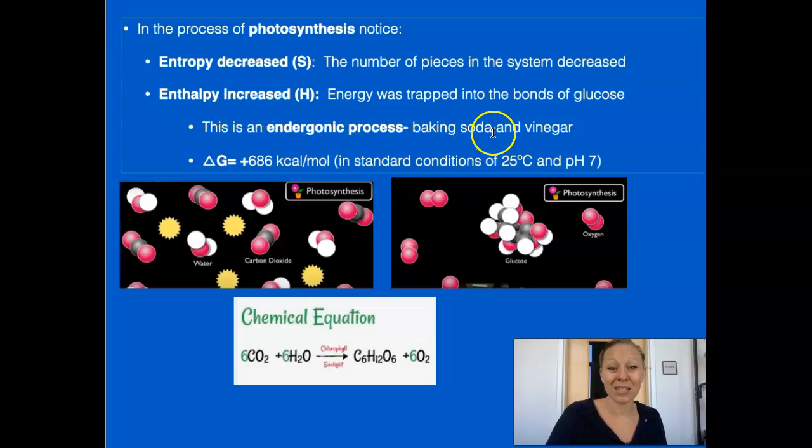Baking soda, just like the baking soda in vinegar. If we were to put all of the numbers into the equation for Gibbs free energy, we would come out with, and this is not a coincidence, positive 686, just the opposite of cell respiration, positive 686 kilocalories per mole in standard conditions of 25 degrees Celsius and a pH of 7.